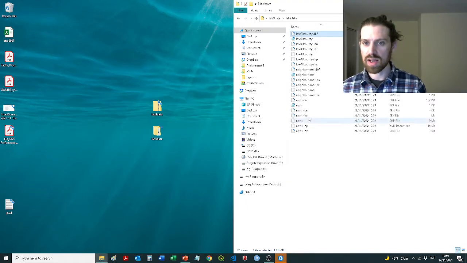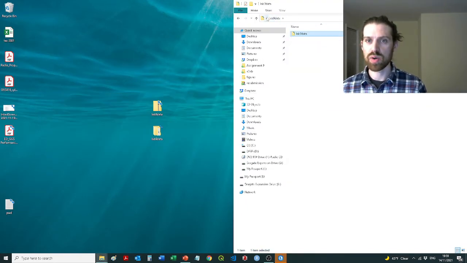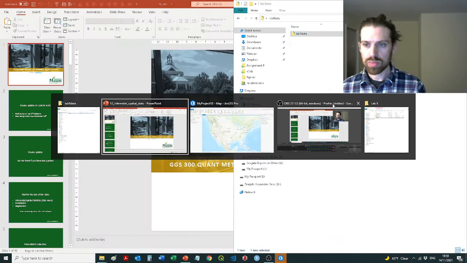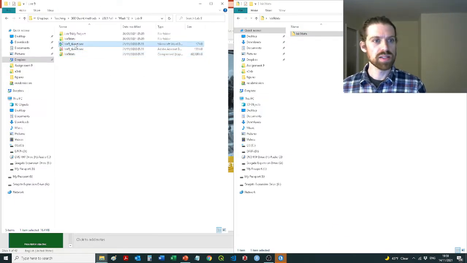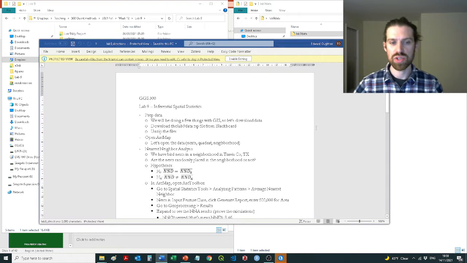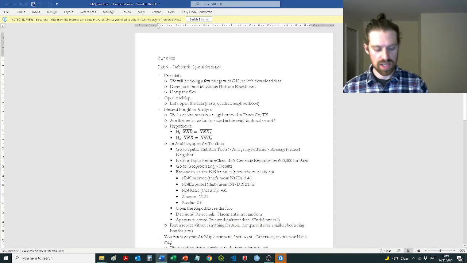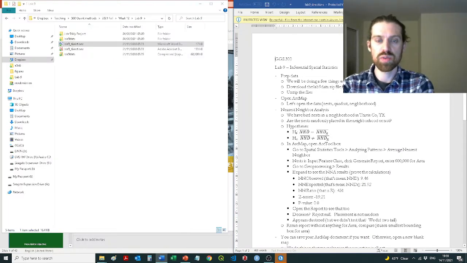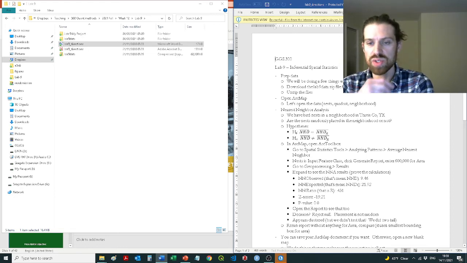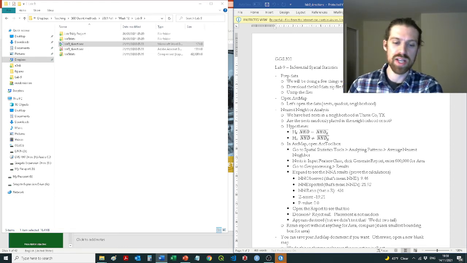Within the Lab 9 session there's also going to be a set of directions which I've got here, which I'm just going to open. This gives us the directions for what we're going to cover within the session. We're actually going to start by focusing on nearest neighbor analysis.